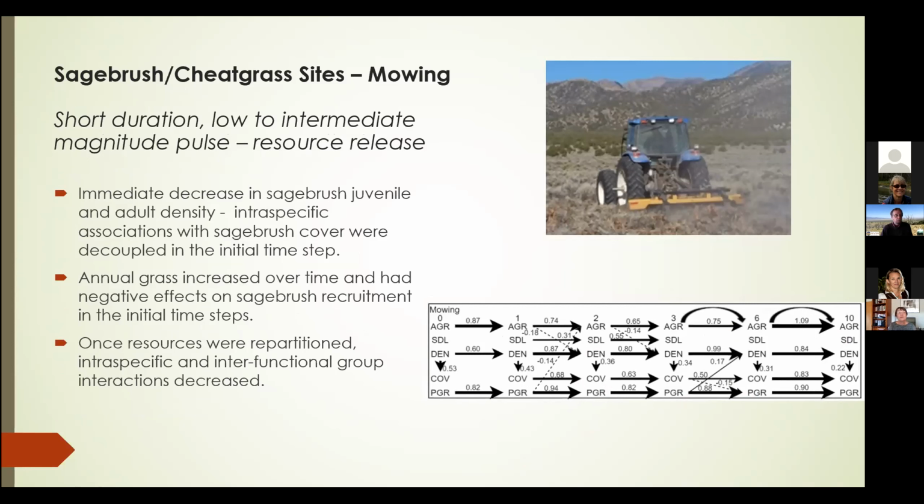If we look at the mowing treatment, that short duration, low to intermediate pulse, we saw an immediate decrease in sagebrush and juvenile and adult density. The interspecific associations, those connections, were really decoupled in the initial time step. Annual grass increased significantly over time and had negative effects on sagebrush recruitment in the initial time steps. Once the resources were partitioned, reallocated among the residual sagebrush and also the grasses and forbs, the interactions decreased significantly.